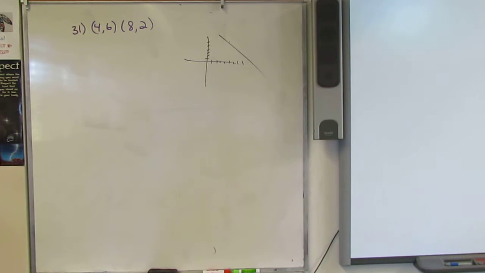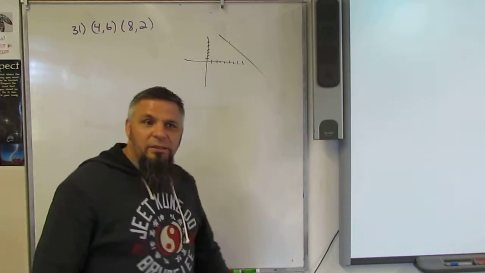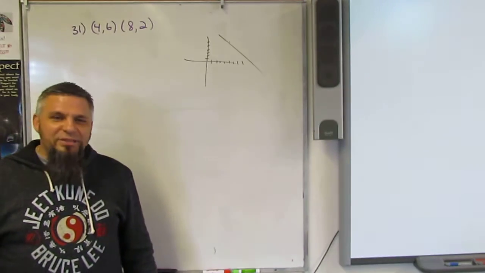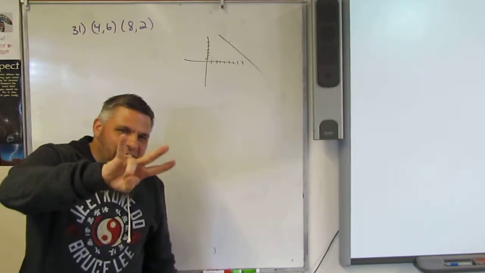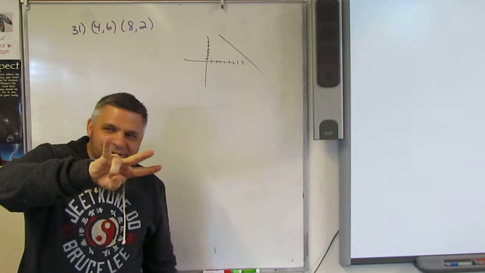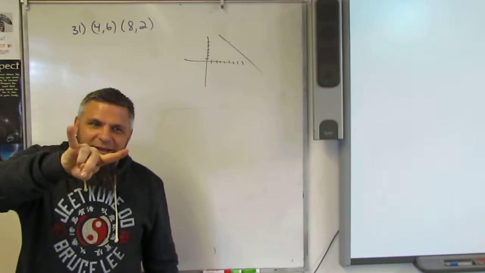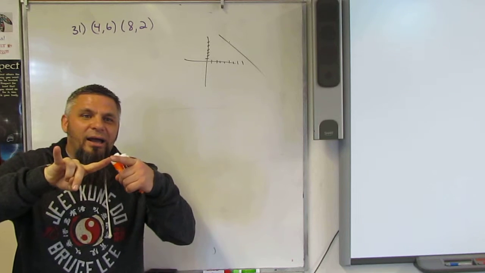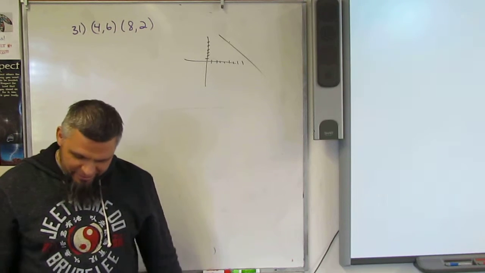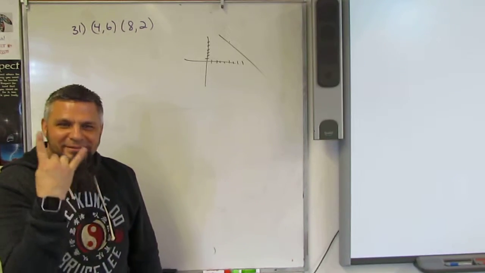The MX and B. Right? MX and B. No, that's 3 things. I need 2 things. The Y and X. The X and Y. The other 2 things.